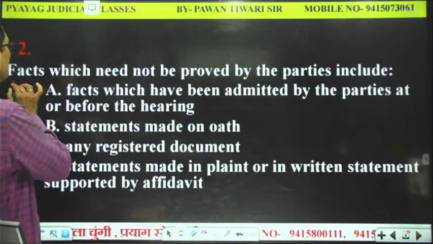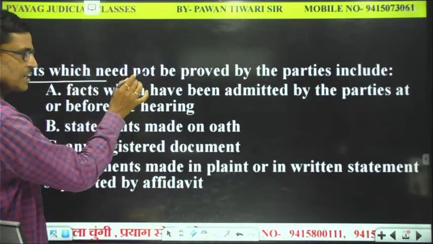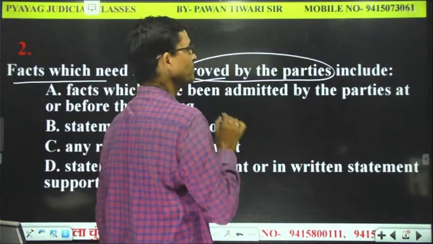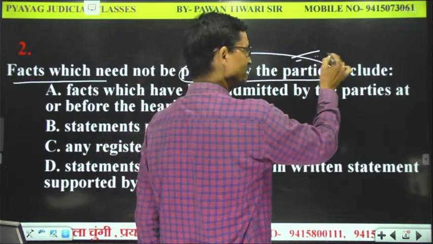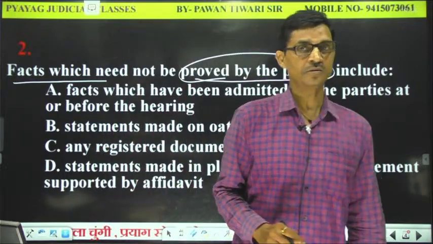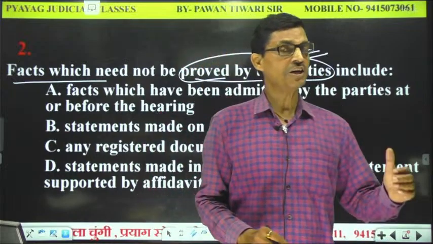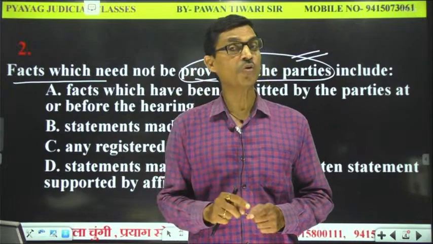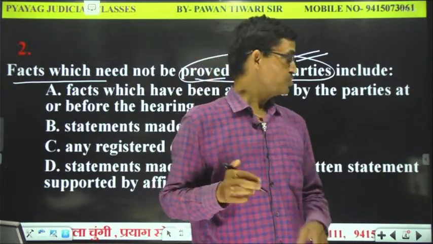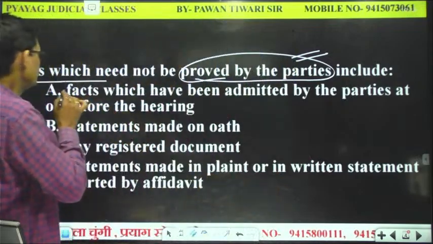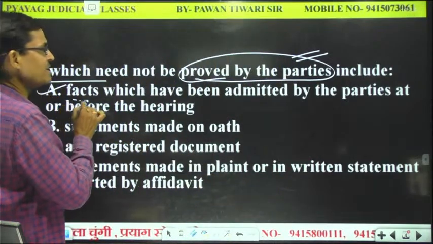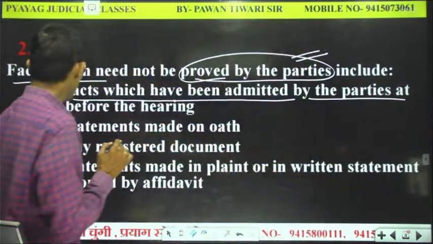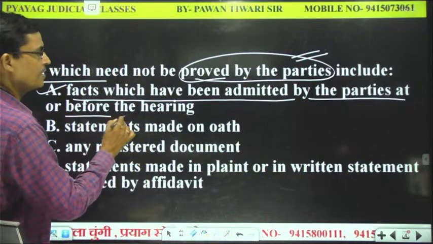Next, facts which need not be proved by the parties. If the parties admitted any facts, those admitted facts shall not be required to be proved. So option A, facts which have been admitted by the parties at or before the hearing.